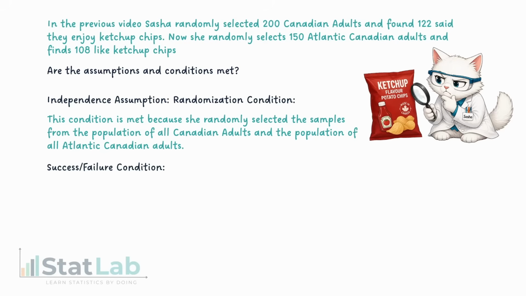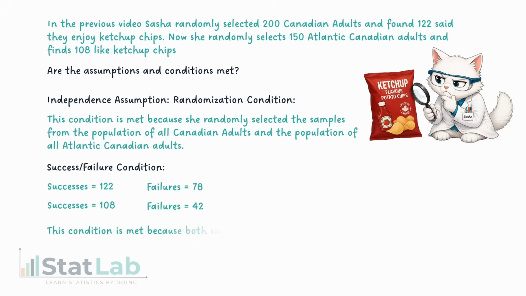And for our success/failure condition, for our first sample, we had 122 successes, 78 failures. For the second sample, we had 108 successes, and we had 42 failures. Now, notice this time, I didn't do n times p. I took our actual successes and failures, and that's because I wasn't given a p this time. I'm not looking to match up with a specific proportion. I'm merely looking at two sample proportions. So in this case, I don't have a p to multiply by my sample, so I simply use my successes and my failures directly. Now, this condition is met because both successes and both failures are greater than 10.